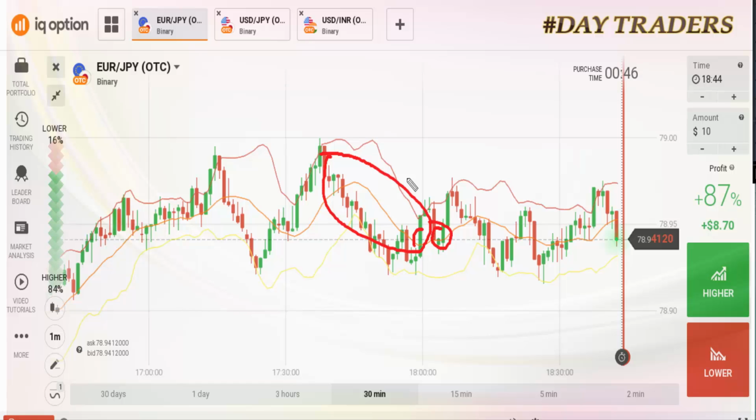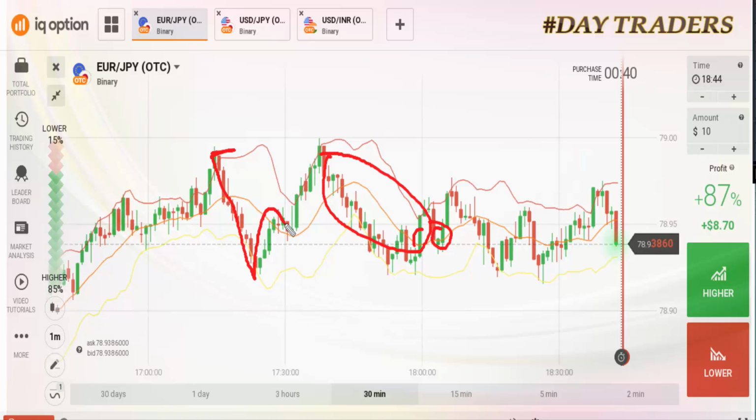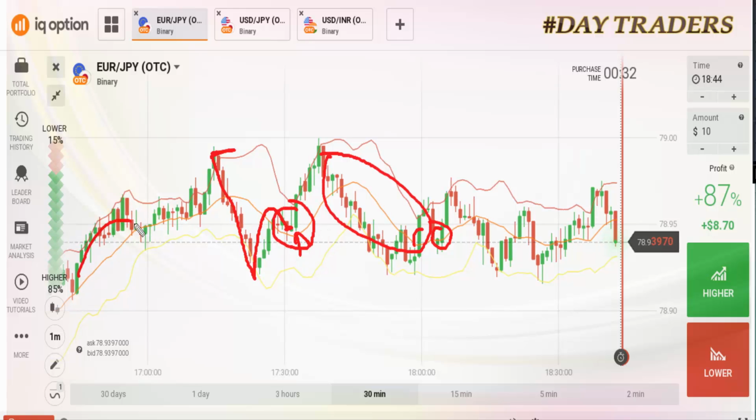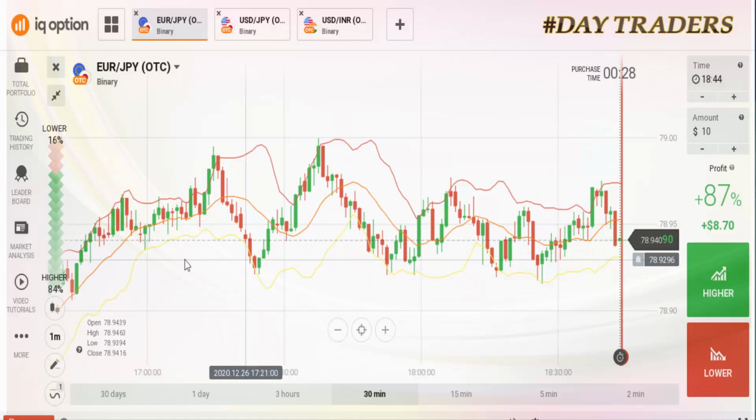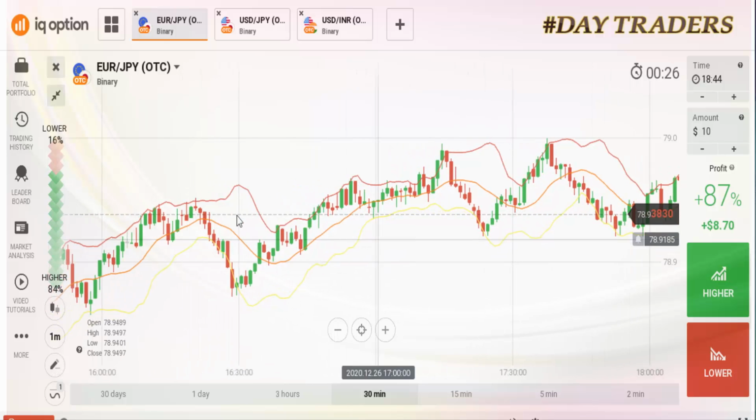Let's see, again resistance level to support level, and now we make a retracement with the candle closing at the level. We can try to place a higher option, and this also works. And next, at this upper Bollinger, there is no touch of the support level. Let us see.